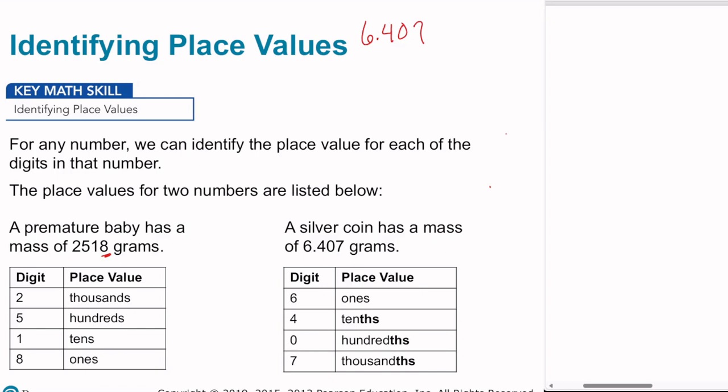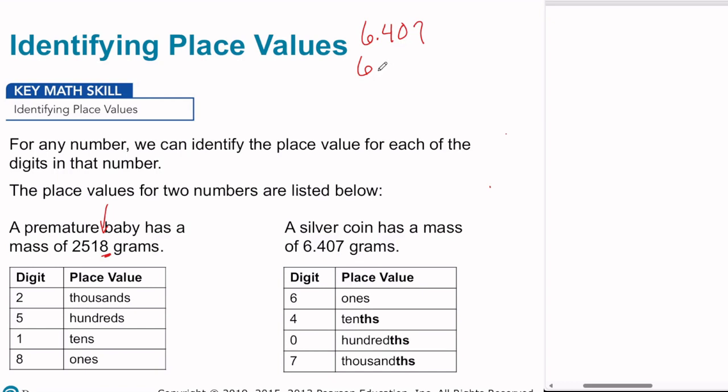So let's look at the place value for this decimal number, 6.407 grams. We have a 6 in the ones place, just like we had an 8 in the ones place for our previous number. There's nothing in the tens place or the hundreds place or the thousands place here. We just have 6 ones, but we have something smaller than 1. We have these decimal numbers that express a fraction of 1 gram.